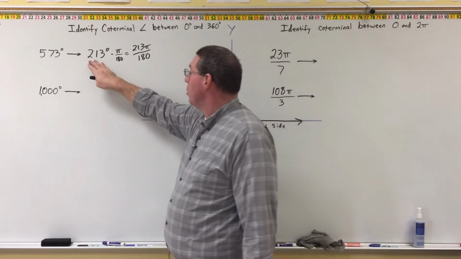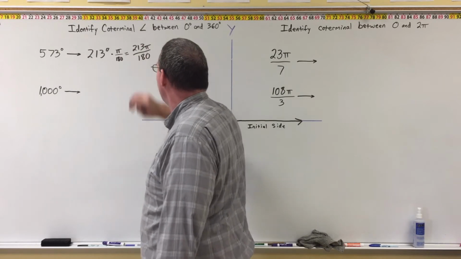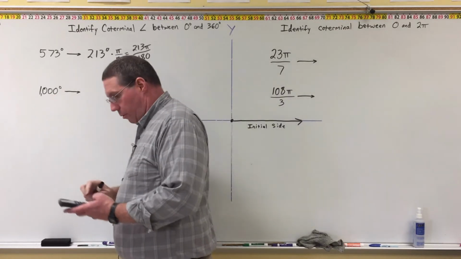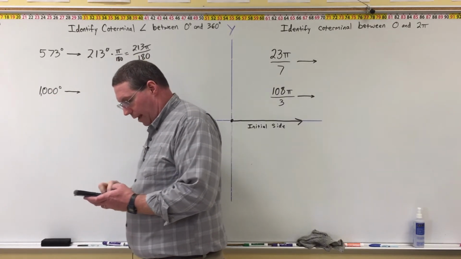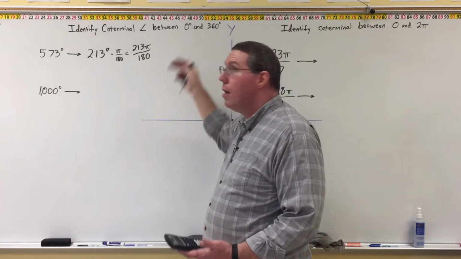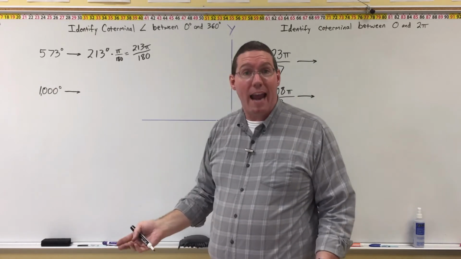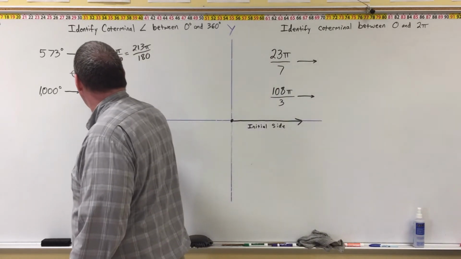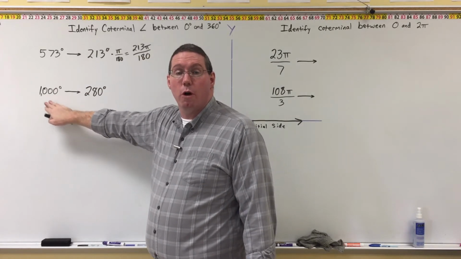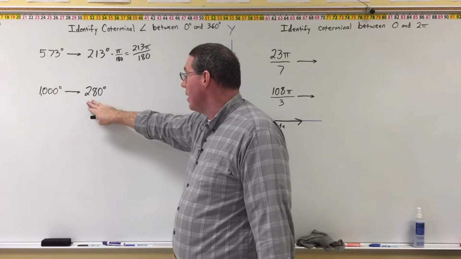Okay? And so if we turn this coterminal angle, we can represent this coterminal angle as either 213 degrees or as 213 pi over 180. Okay? All right, now let's do 1,000 degrees. Well, we know we're going to take our 1,000 and subtract 360, and we get 640. Okay, well, that's not between 0 and 360, so we have to subtract 360 again. Minus 360, and we get 280, which is between 0 and 360. And so a 1,000 degree angle has a terminal side that is in the exact same place as 280 degrees.